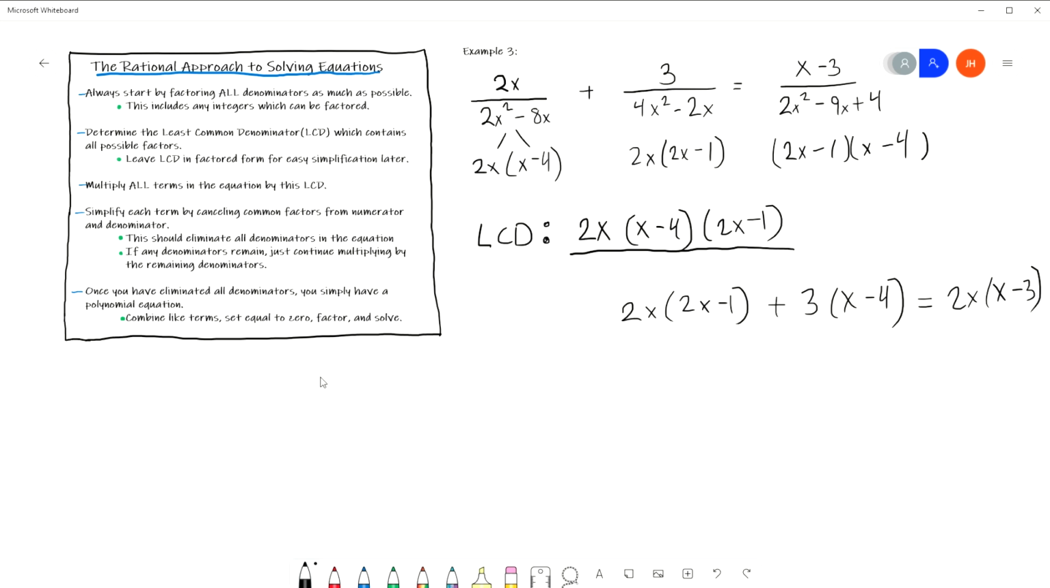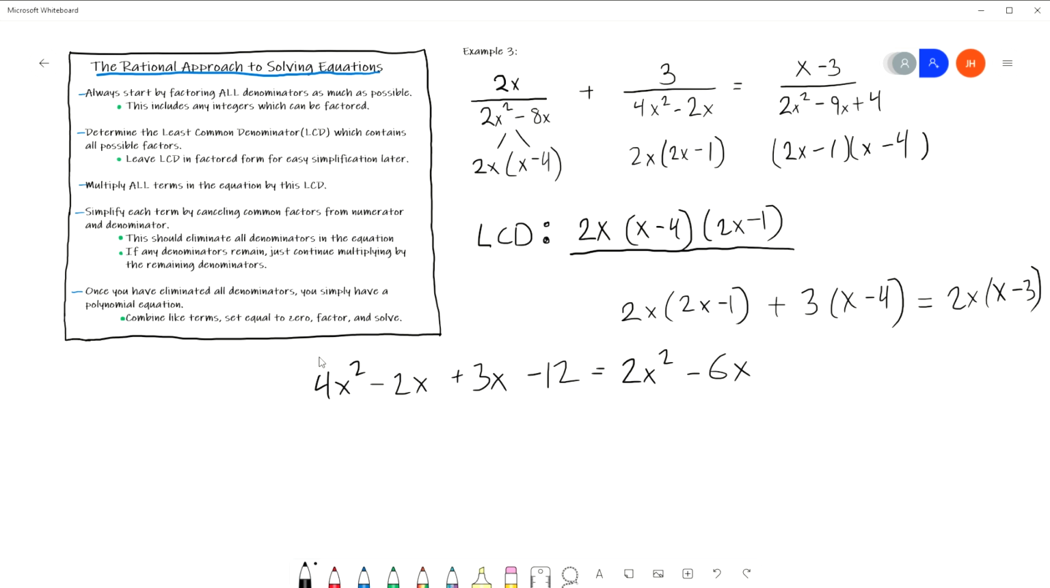2x times 2x is 4x squared. 2x times minus 1 is minus 2x. 3 times x is 3x. 3 times minus 4 is minus 12. And it's all equal to 2x times x is 2x squared. 2x times minus 3 is minus 6x. And we need to move all the terms to the left-hand side and combine like terms and all that.